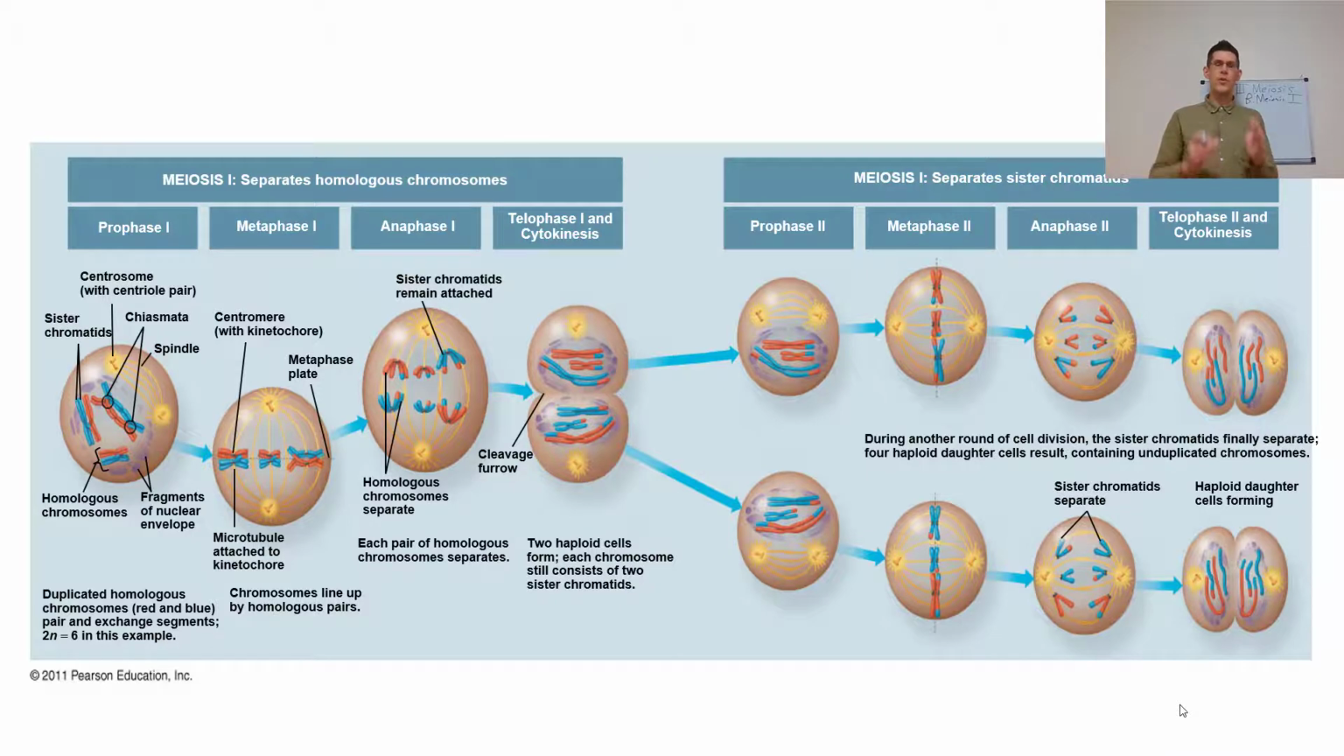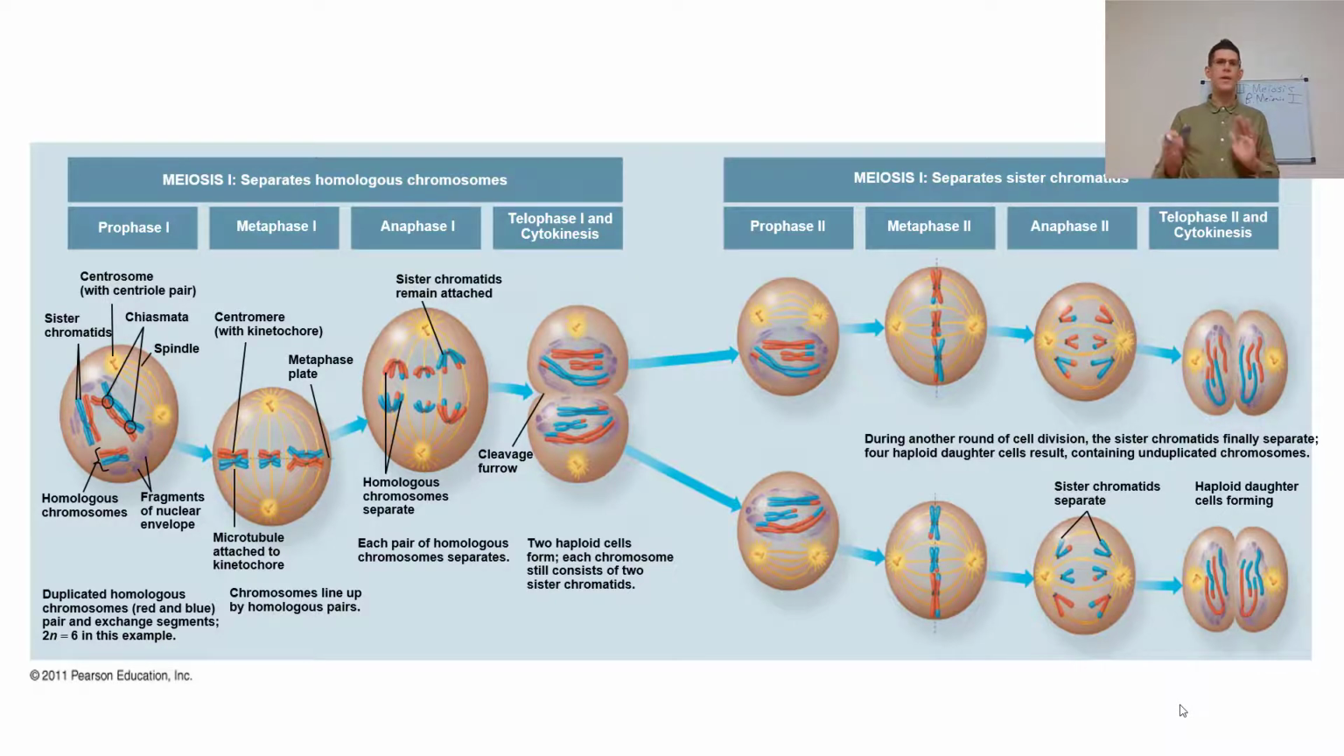In metaphase 1, the chromosomes line up on the metaphase plate, but this time, instead of lining up individually, each one pairs up with its homolog. During anaphase 1, the homologous chromosomes will separate, leaving 2 haploid cells that occur during telophase 1 and as cytokinesis occurs and pinches them off. That's meiosis 1. Meiosis 2 is going to separate the sister chromatids.